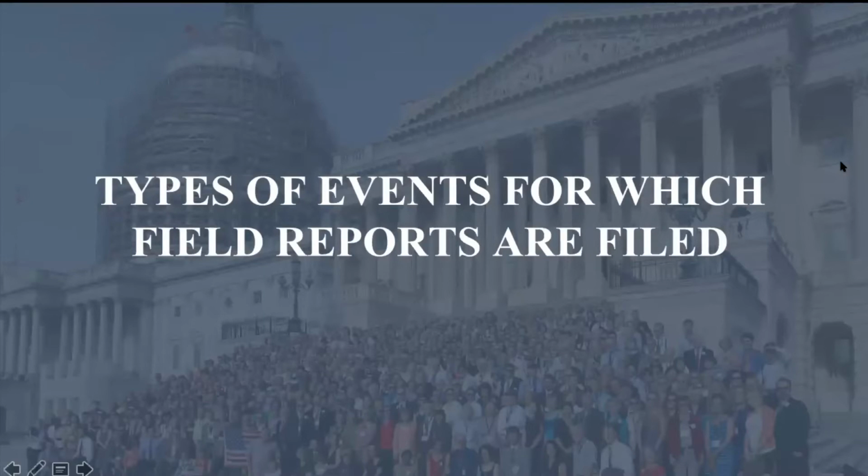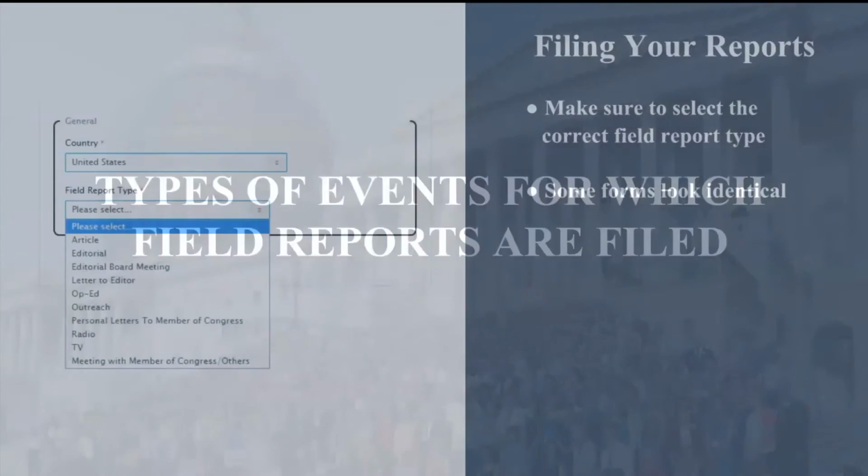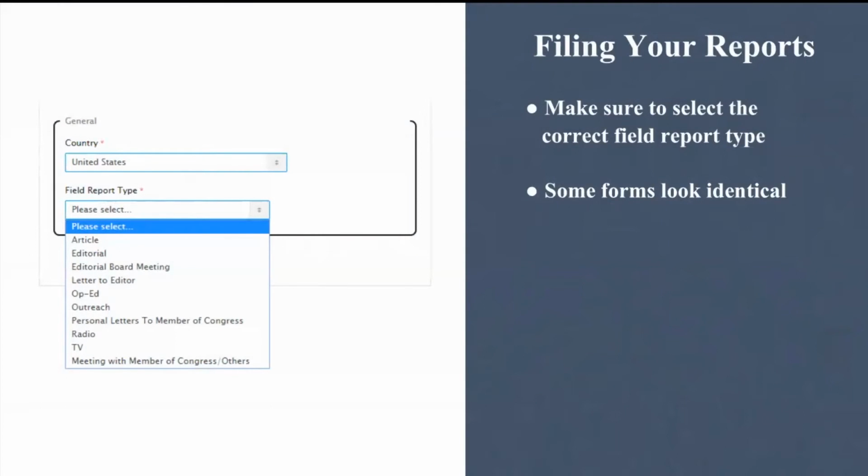Types of events for which field reports are filed. When you get to the File a Field Report page, you'll have a drop-down menu where you can select which type of field report you're filing. Make sure you select the correct type since some of the forms look identical. Now, Sandy's going to let you know about published media field reports.